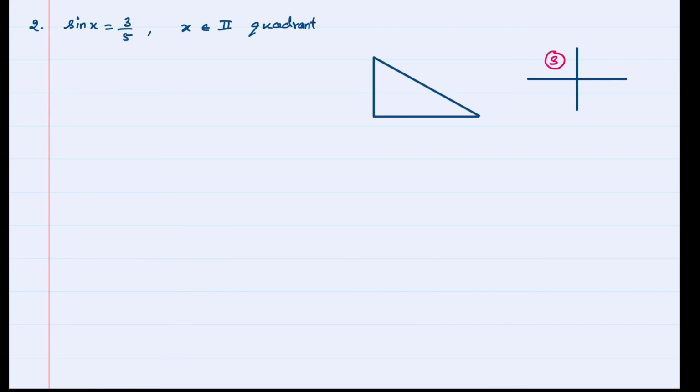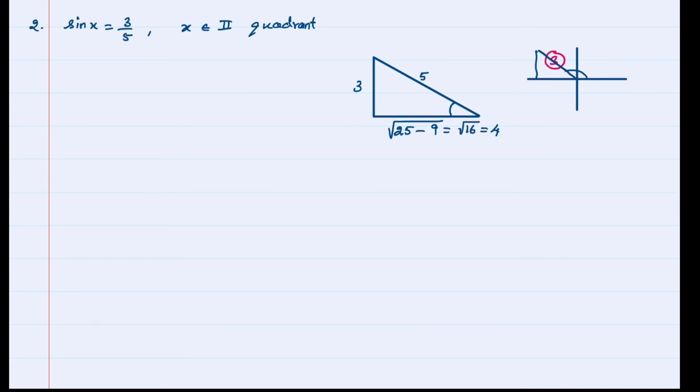Second question, sin x is 3 over 5. X lies in the second quadrant. In the second quadrant, using ASTC rule, only sine and its reciprocal cosecant are positive. All other trigonometric ratios are negative. Let us draw a right triangle. X is in the second quadrant. So, we have drawn a right triangle with a reference angle of x. Sine is opposite by the hypotenuse. We can find the adjacent side, which is root of 5 square minus 3 square, root 16, and it is 4.